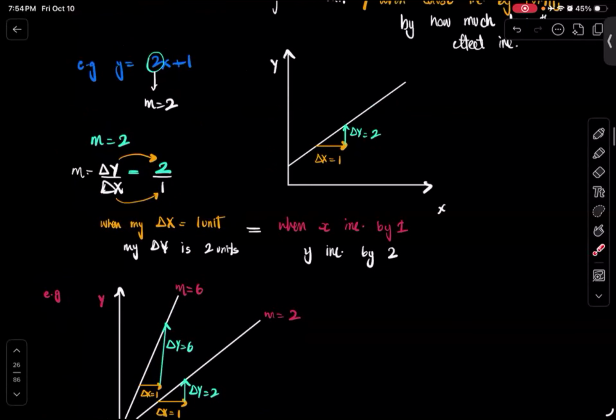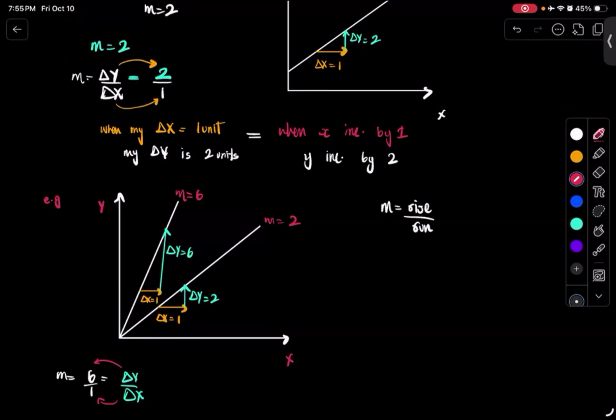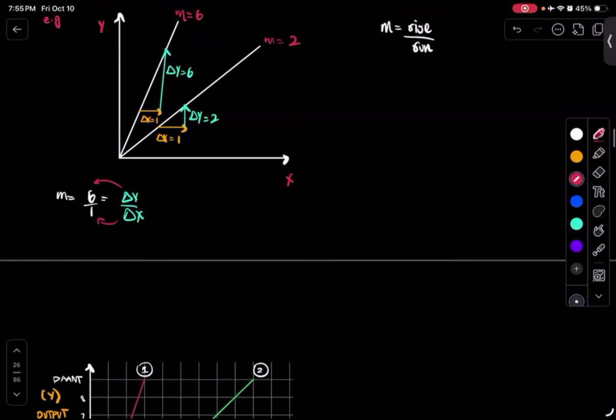And gradient is also equal to rise over run. Rise over run. Have you seen this formula as well? Yeah, y2 minus y1 divided by x2 minus x1. Exactly. We'll do that formula in just a bit.